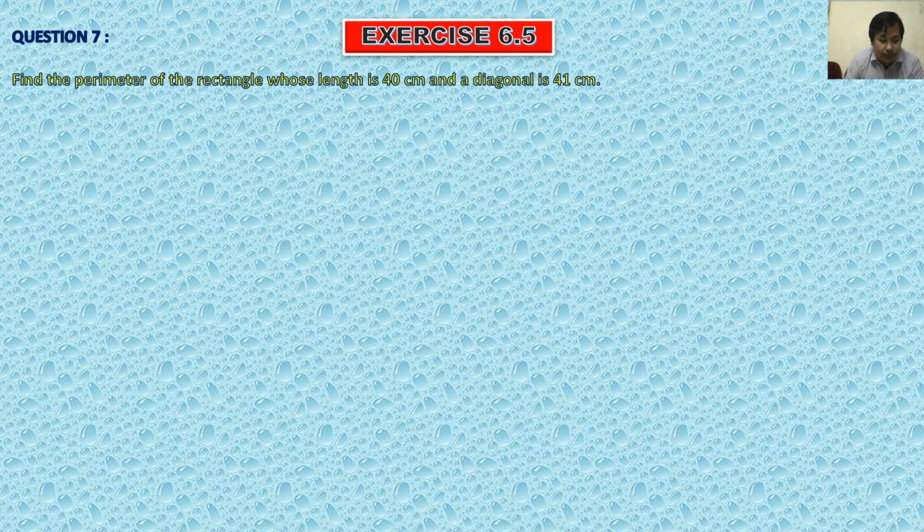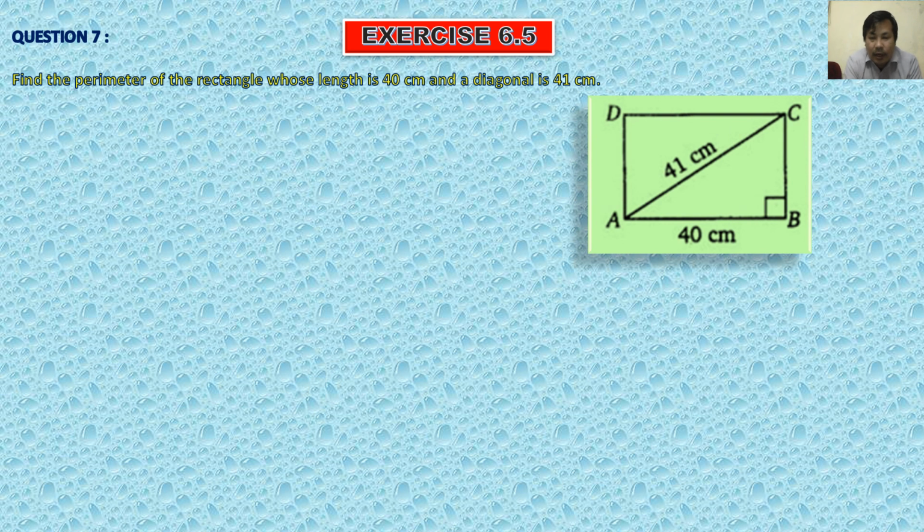Now we have question number 7. It is asking to find the perimeter of the rectangle whose length is 40 centimeter and the diagonal is 41 centimeter. So we will draw the rough sketch first. This is the rectangle ABCD and the length is 40 centimeter, and its diagonal is 41 centimeter. We know that the rectangle has angles of 90 degree, that is, right angles are there, isn't it? So the angle B is a right angle and AC is the hypotenuse. So we are going to find out BC.